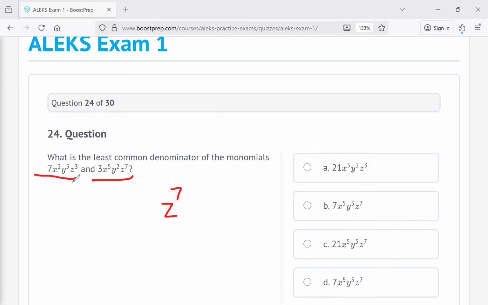And then what about the y's? We have a y5 and a y2. Which one are you going to pick? The highest one, y5. And then our x's, x2 and x5. I definitely pick the highest power, x5. Now, what about the constants, 7 and 3? We're lucky, 7 and 3 are technically prime, right? 7 is prime, 3 is prime, it can't be broken down. And they're different bases. If they were the same base, you would pick the one with the highest power. But because they're different bases, you just put it all together. So it's really 7 times 3, which is 21. So that would be it.